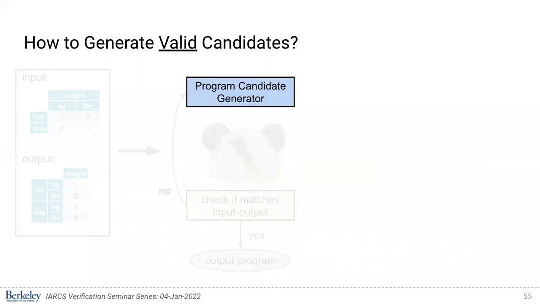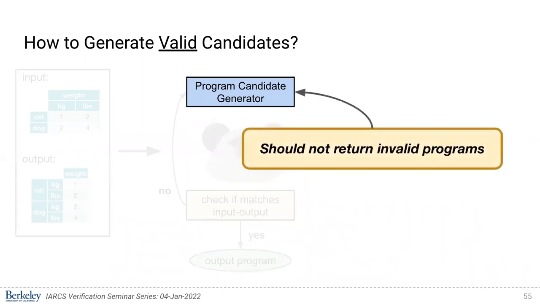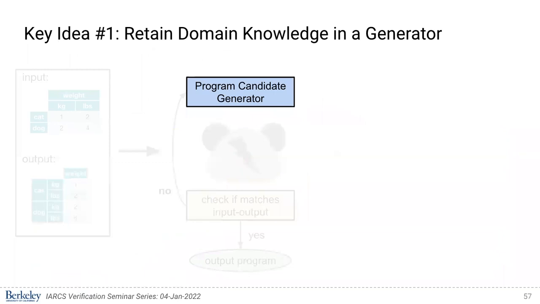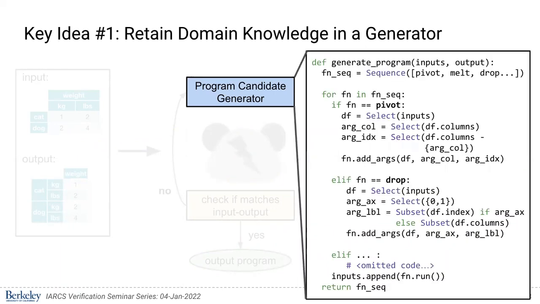And again, just to reiterate the point, it's important to generate valid candidates, something that does not error out. So for this, we need to capture the various constraints that I alluded to when it comes to pandas. And this is where the generator idea came in, because we retain domain knowledge in the generator. So what does a generator actually look like?